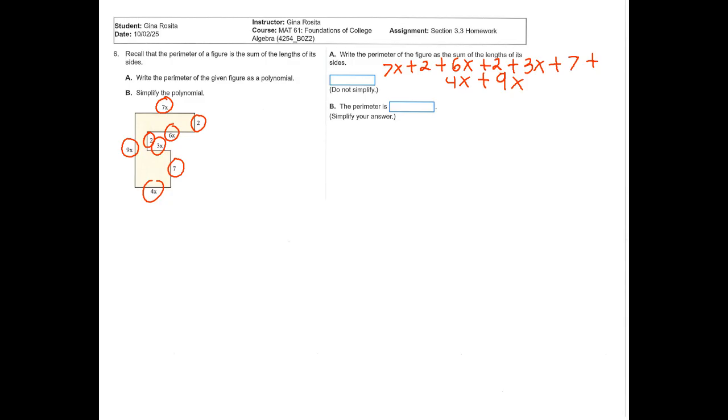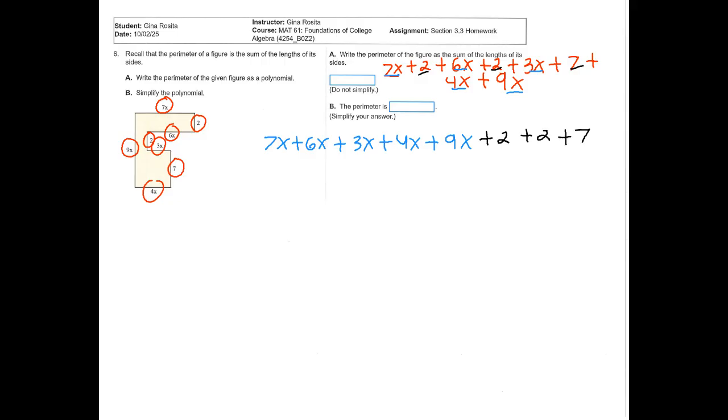Now, for the B, the perimeter, you have to simplify. Okay, so now I just put together, yeah, 7x. I just use the blue one. This is 7x, 6x, 3x, 4x, 9x. Okay, just put 7x plus 6x plus 3x plus 4x plus 9x. Okay, the next one, you add the numbers 2 plus 2 plus 7. So we have plus 2 plus 2 plus 7.